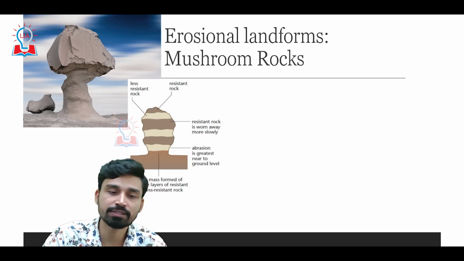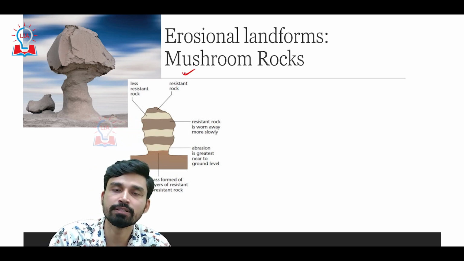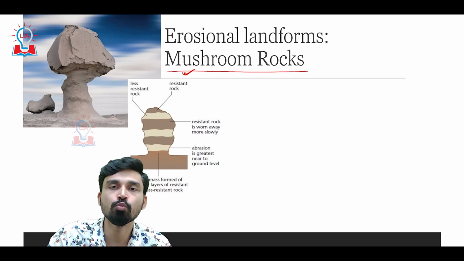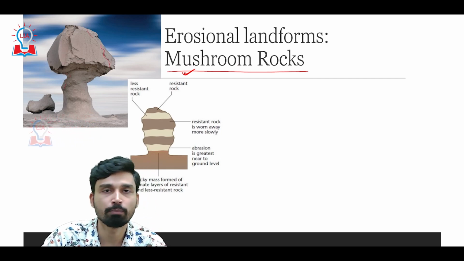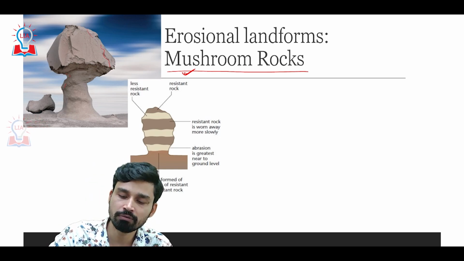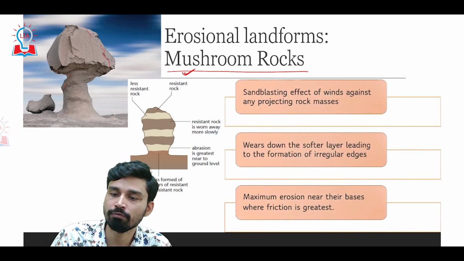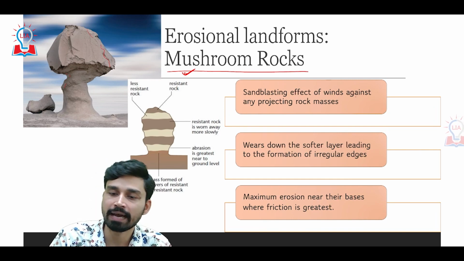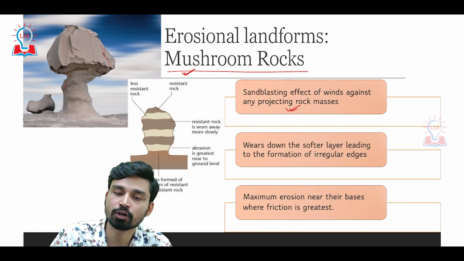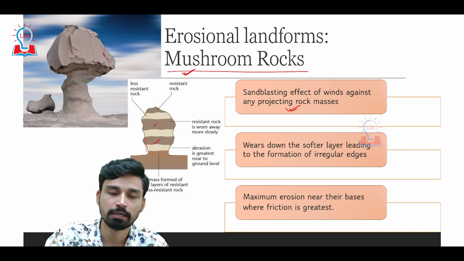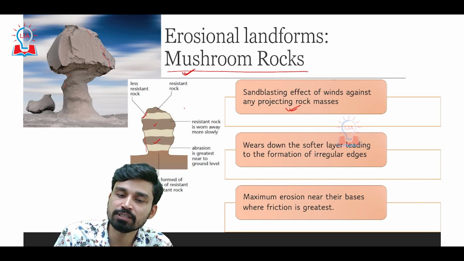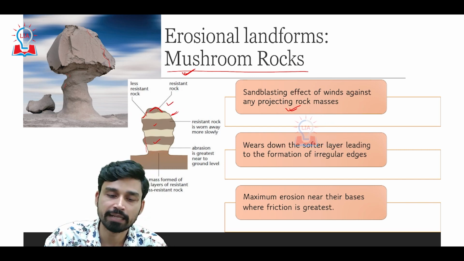Now again, a very interesting development of desert area we see is something which we call mushroom rock, because as you can see the shape of this rock structure resembles the shape of a mushroom. So mushroom rocks also develop due to the sand blasting effect of the winds and the sediment particles that it carries against any projecting rock masses. For example, as you can see, this is a particular rock mass which is made up of harder and softer rocks. So the rocks that are less resistant are eroded at a greater rate, and resistant rocks are eroded at a slower rate, as we have discussed before.